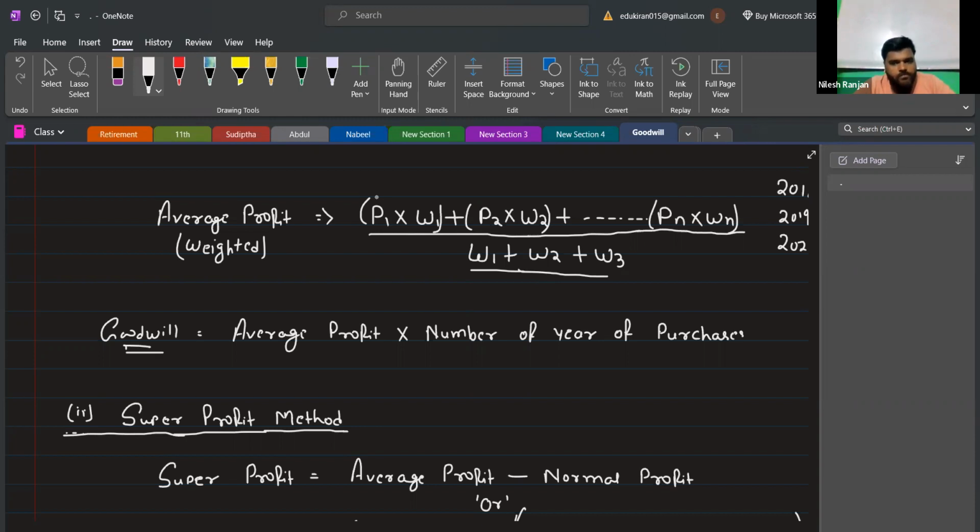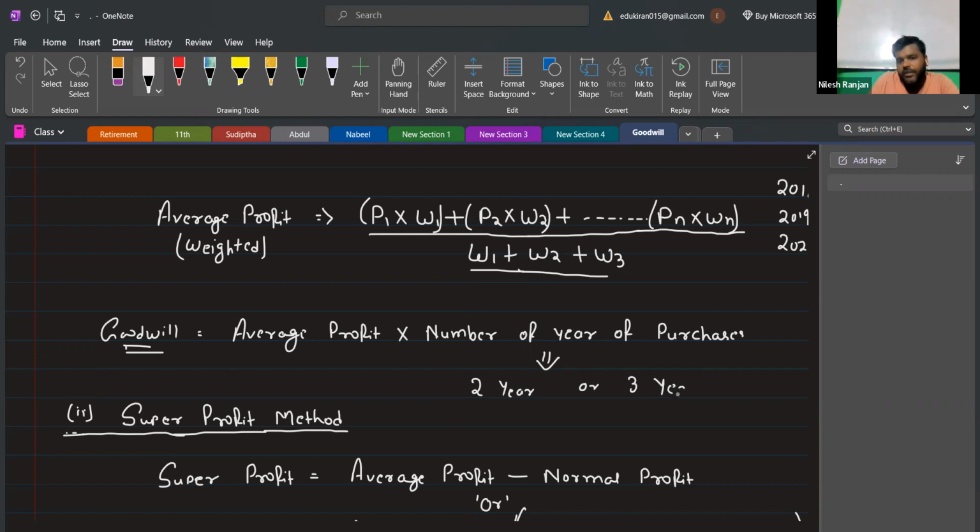Okay, Mihir. Suppose the number of years of purchase of a business is 3 years, then we are paying the amount of goodwill for that firm for 3 years. Actually, it is generally given in the question. You don't have to calculate this. But what does number of years of purchase mean? No clue, sir.